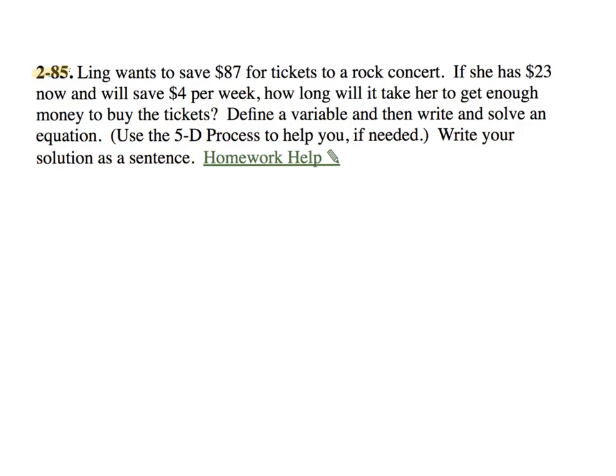So this is a word problem, so we want to go back and emphasize what we're given. Link wants to have $87 for tickets to a rock concert. So the $87 is the math information. That's the goal. She has $23 now, and she's saving $4 per week. That's also important information. We're being asked how long. So the problem is about weeks. How long will it take her to get enough money to buy the tickets.